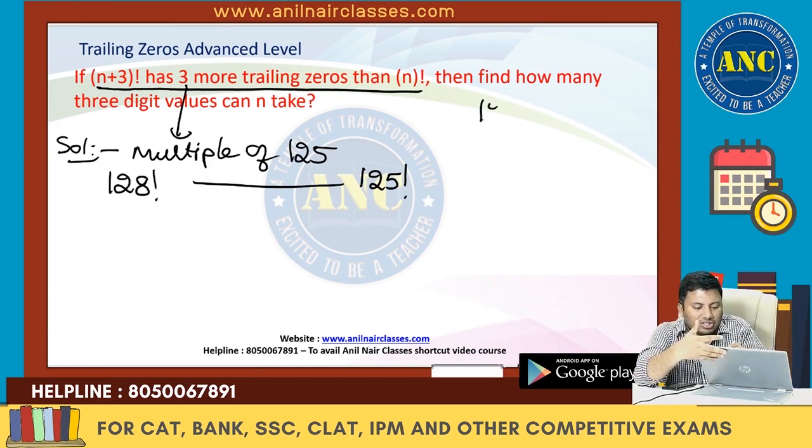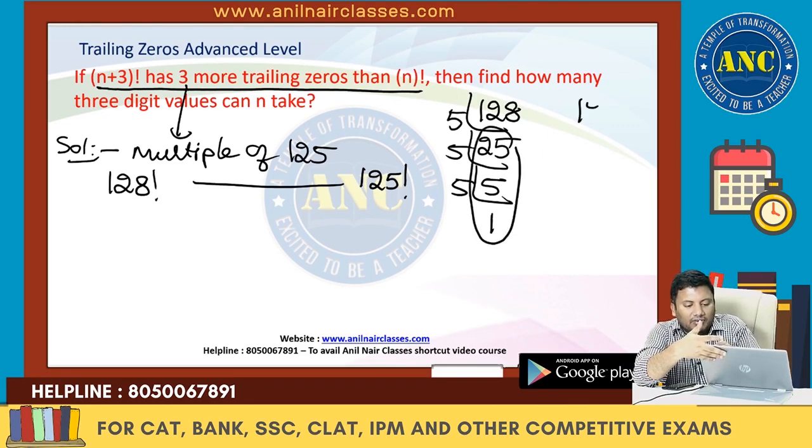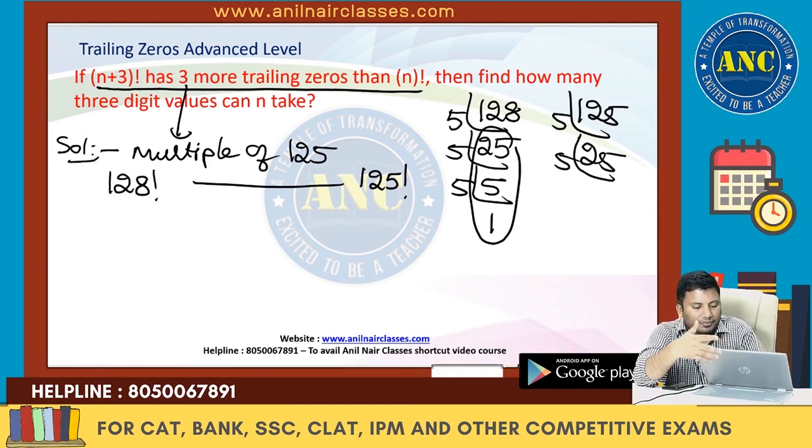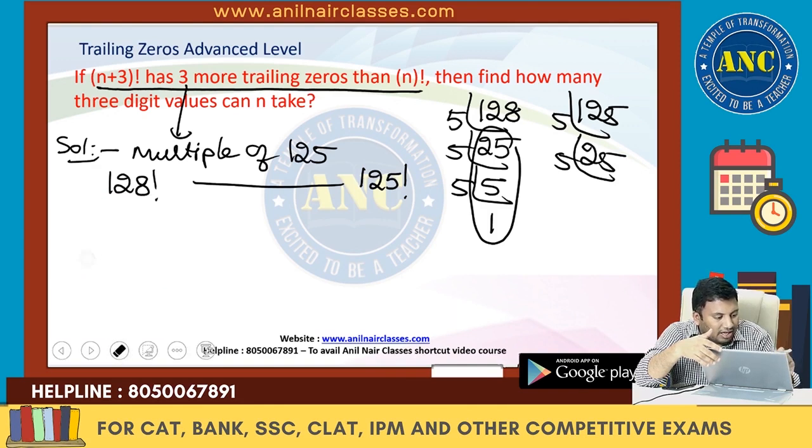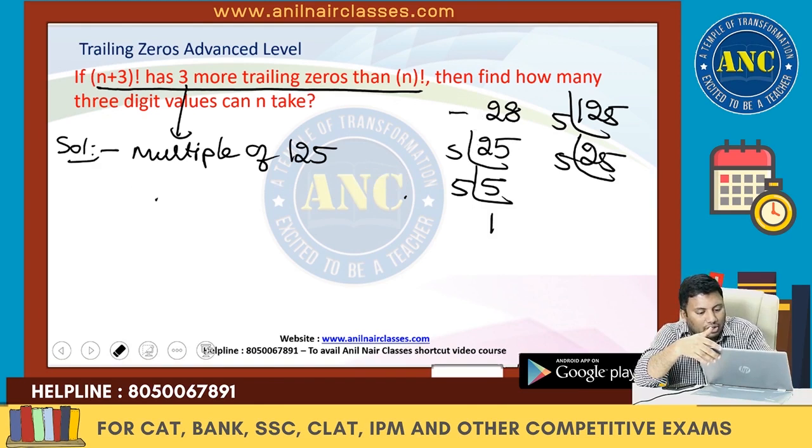Let us check with the lowest value whether it is satisfying. This is nothing but 5 twenty-fives, 5 fives, and 5 ones. This is 31. 125 will be 5 twenty-fives. Again it is n plus 3. So the mistake which we did is we are giving it to n. We should give it to n plus 3.